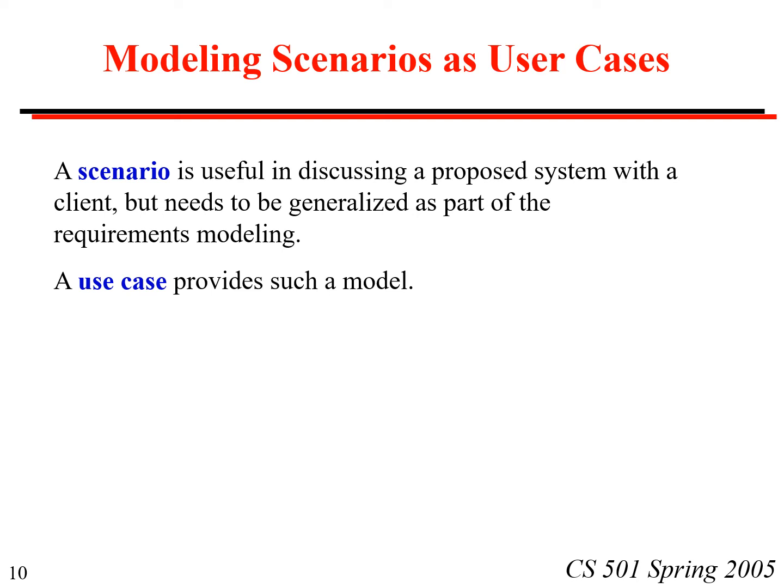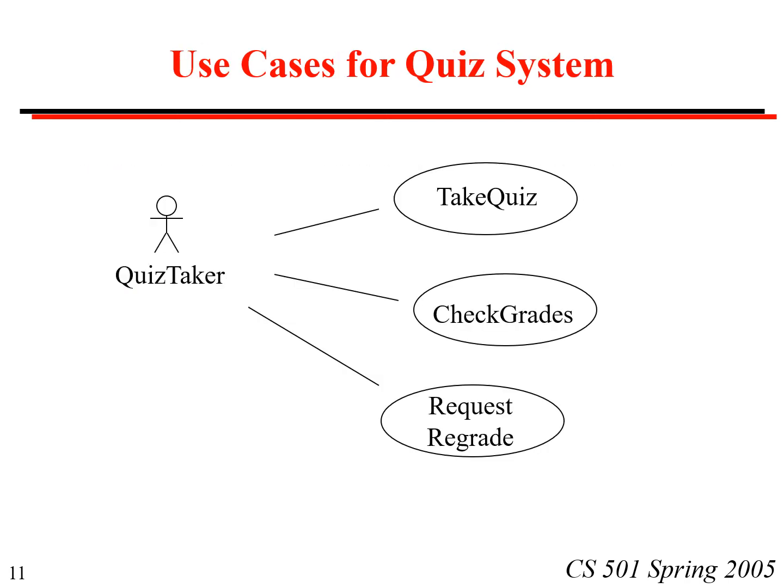So a scenario is useful in discussing a proposed system with a client but needs to be generalized as part of requirement modeling. A use case provides such a model. Now you can see this is the quiz taker, the actor here, who is going to take a quiz, check grades and request a regrade. So these are the different association links. Now these are just association links. I will not call them unidirectional associations because there is no arrow here.